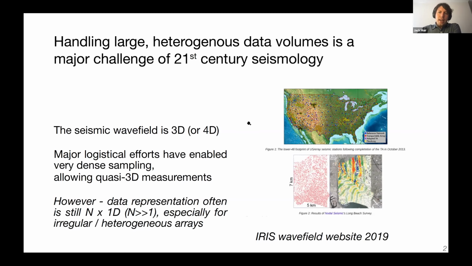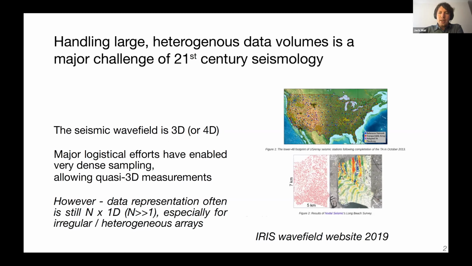The reason why we want to have these high density seismic arrays is because fundamentally the seismic wavefield is a 3D, or if you're lucky enough to have a vertical resolution as well, a 4D object. That's two spatial dimensions plus time, or potentially three spatial dimensions plus time. Therefore, in order to adequately sample the full seismic wavefield, we've expended these major logistical efforts, which allow essentially quasi-3D measurements.